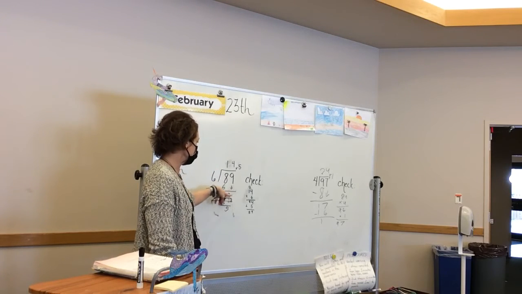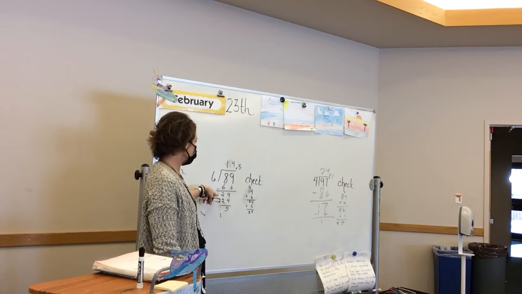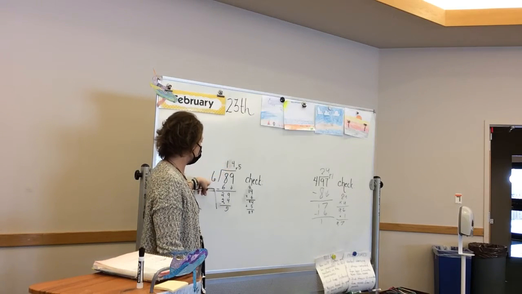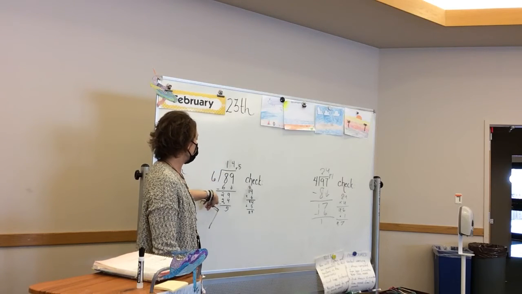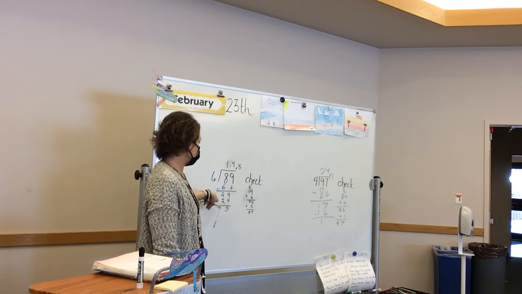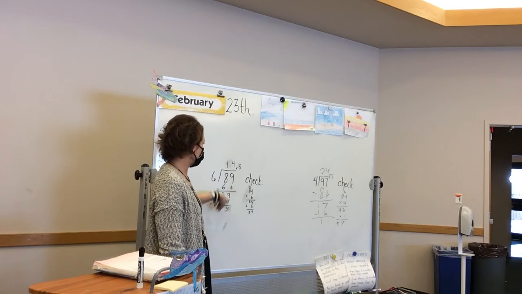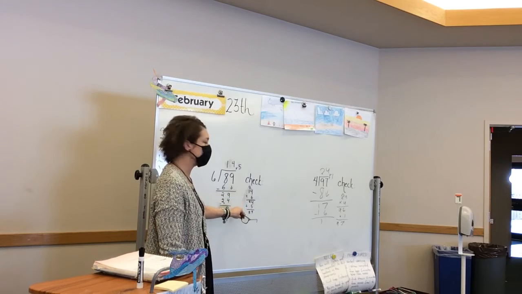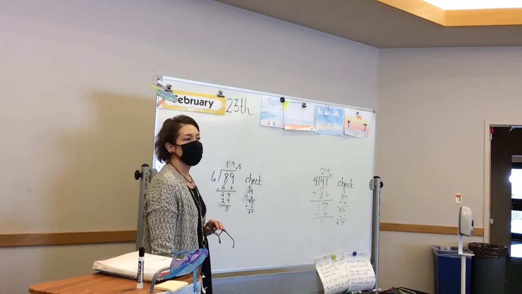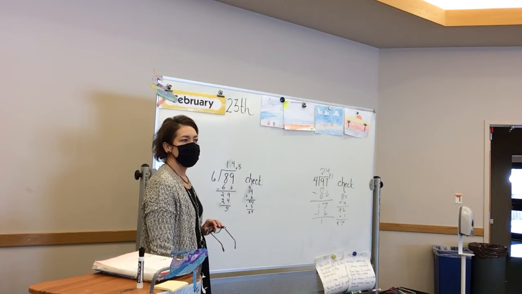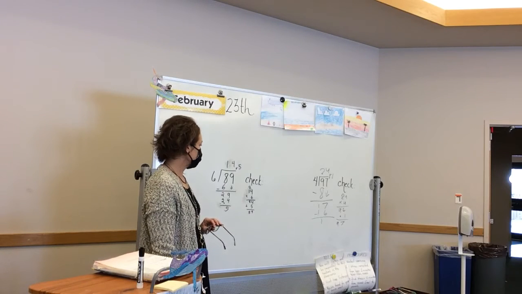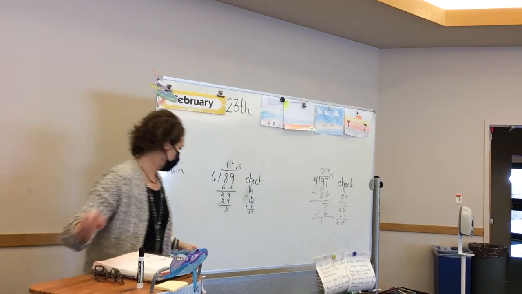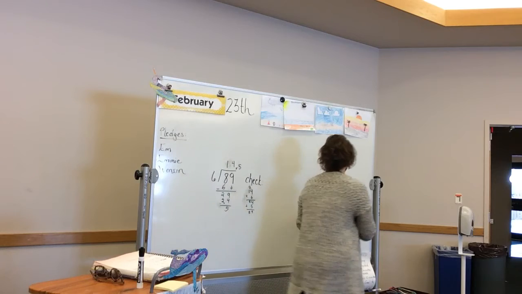So how many times does 6 go into 29? 4. 4 times 6 is? 24. What is 29 minus 24? 5. Remainder 5. Then you check. 6 times 14 is 84 plus 5 is 89. All right? Makes sense? Grayson, are we good? Okay. All right. Good job, friends. You guys are getting very good at your long division.